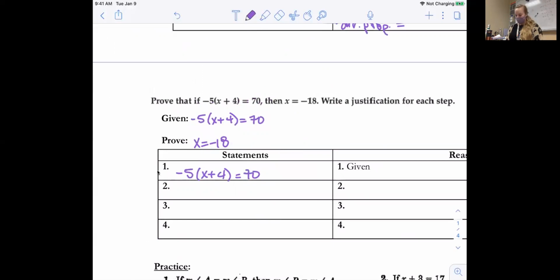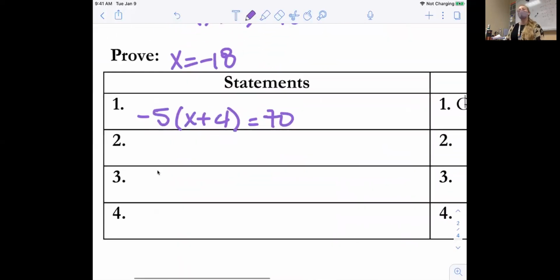No. Sometimes when we do geometric proofs, I give you 2 givens and sometimes we split it up, but you always start with at least 1 given. It won't do that. Good question though, Austin.